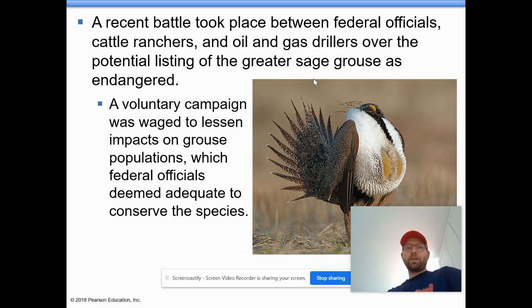There's been a recent battle in the Northwest, in Oregon particularly. Cattle ranchers and oil and gas drillers as well are trying to save the sage grouse, which is endangered. As a result of lack of funding, voluntary campaigns have started trying to protect them.